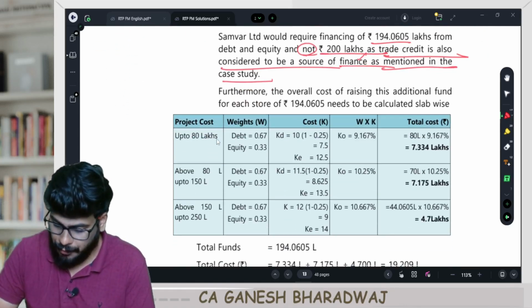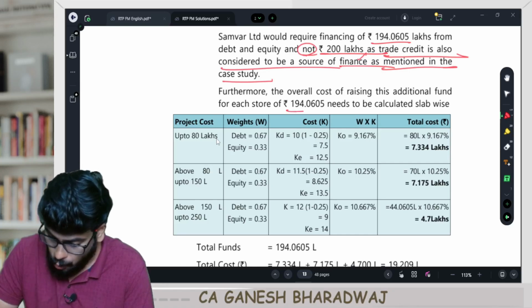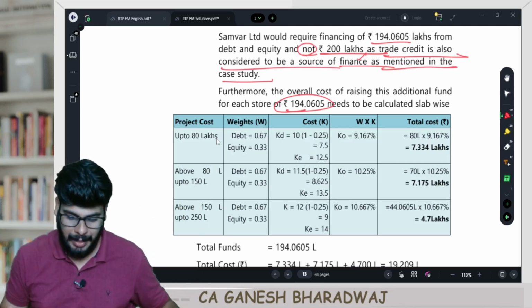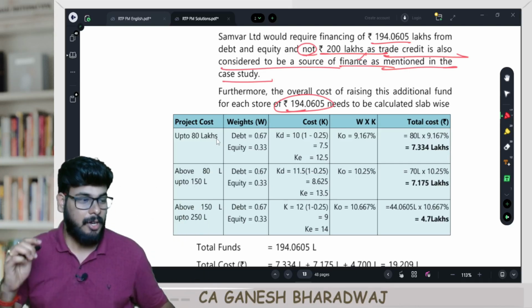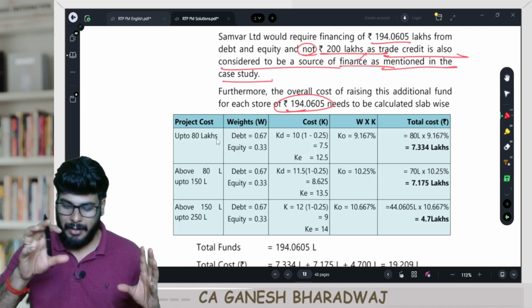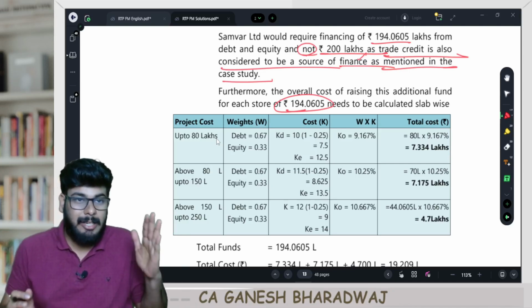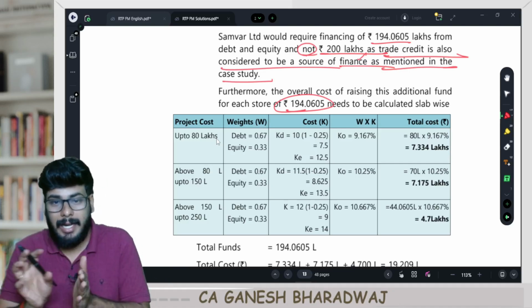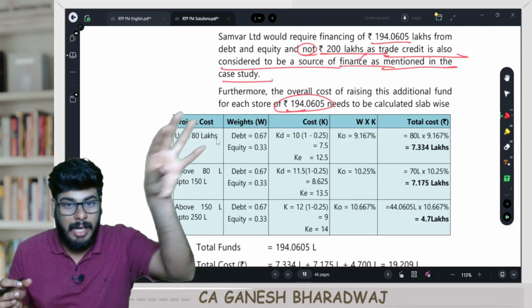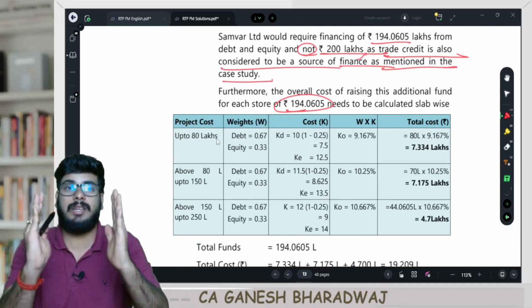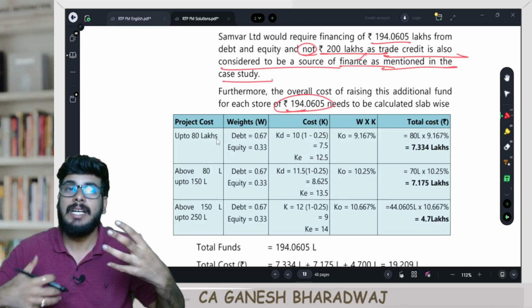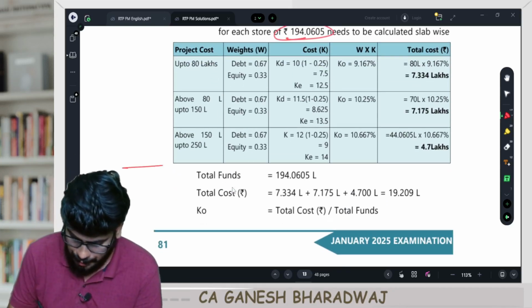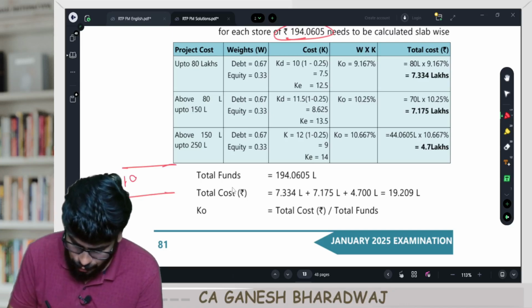Furthermore, the overall cost of raising the additional fund for each store of 194.0605 needs to be calculated slab-wise. Now, guys, in the question they have given different Kd and Ke for the first 80 lakh. For the next slab, between 80 and 150, a different Kd and Ke. Then beyond that, different Kd and Ke, which means for each and every slab, there is a different Ke and Kd that needs to be computed separately. So now, totally, guys, you tell me, how much is the fund the company needs to raise?